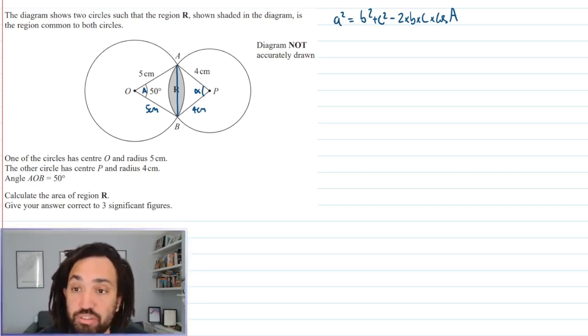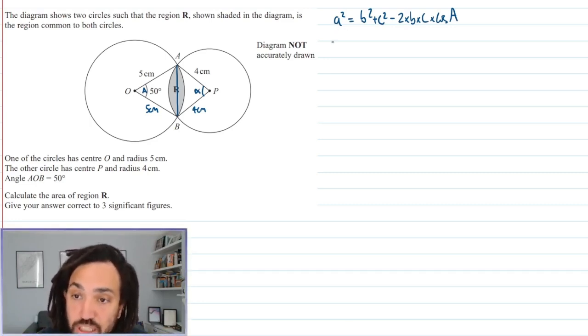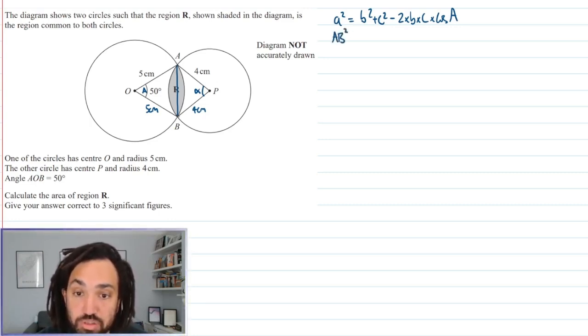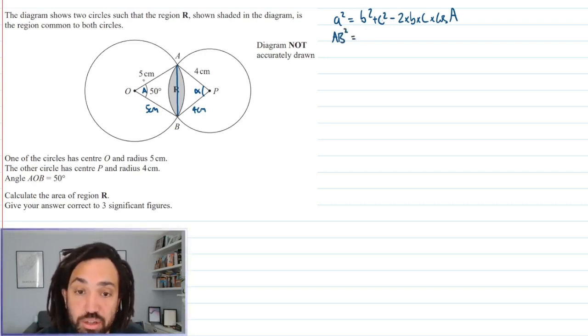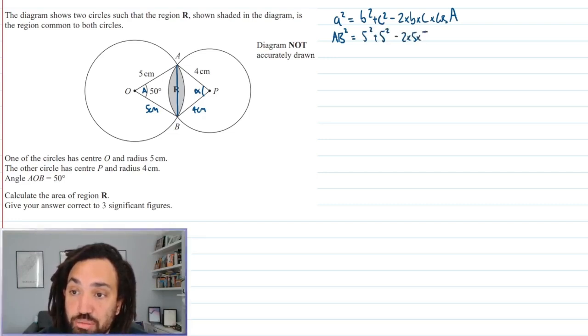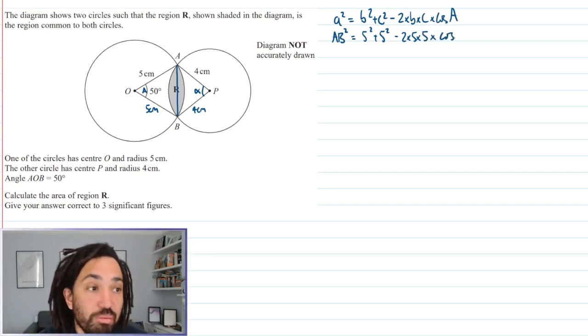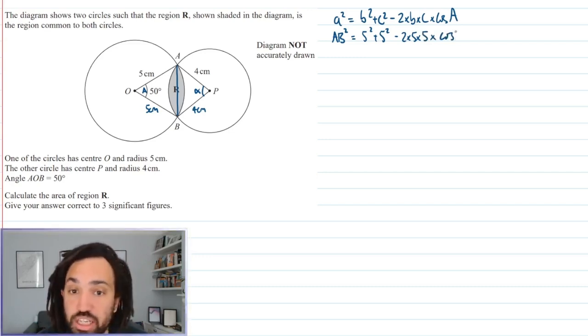So the chord we're trying to find is little a. So I can write AB squared, because that is the name of the chord, goes from capital A to capital B, is equal to, well, little b and little c, those are the two other sides of the triangle, which are both 5. So 5 squared plus 5 squared minus 2 times 5 times 5, and then times cosine of capital A, which is 50 degrees.